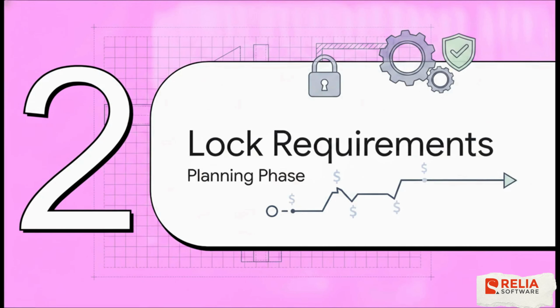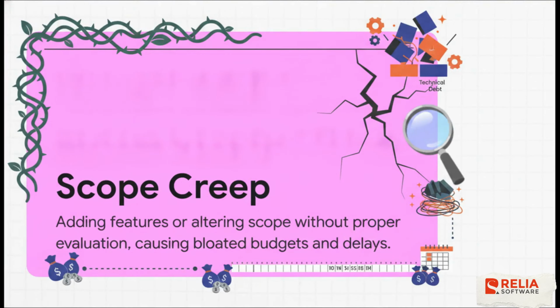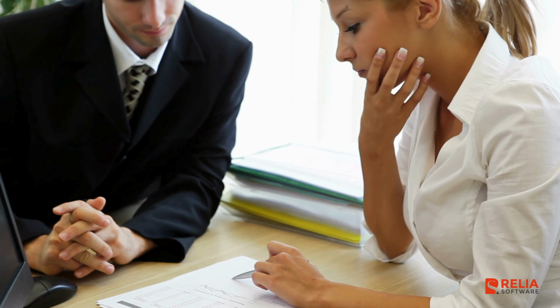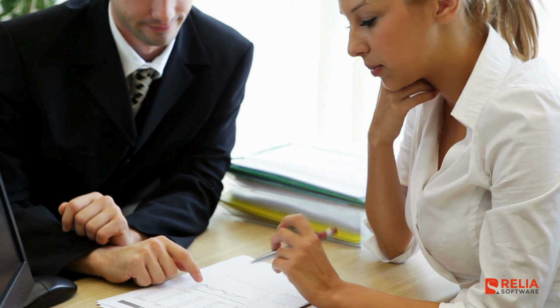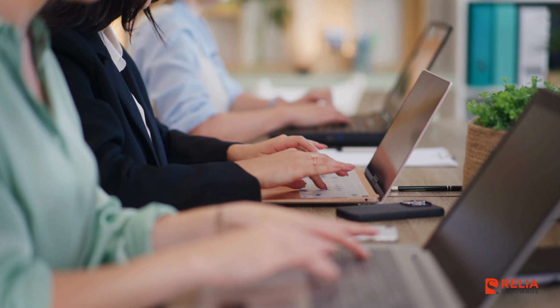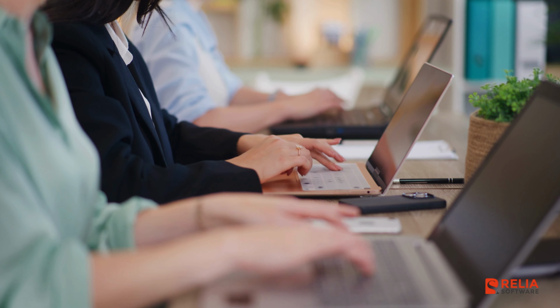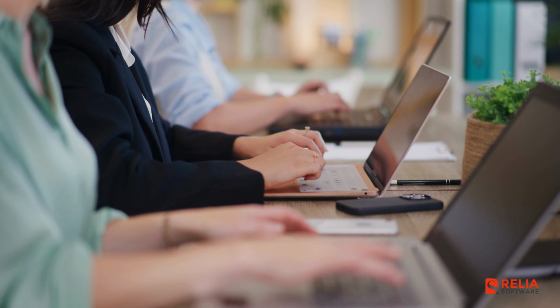Moving right along into the planning phase. Section 2. Lock requirements and kill scope creep. Scope creep. We've all been there, right? It's the silent budget killer. It's that infamous, "Hey, can we just add this one more feature request?" that totally bypasses proper evaluation. When your requirements aren't locked in early, this massive loss of focus just bleeds your budget dry. It stretches timelines out to infinity and forces your team to take on huge amounts of technical debt just to shove half-baked features out the door.